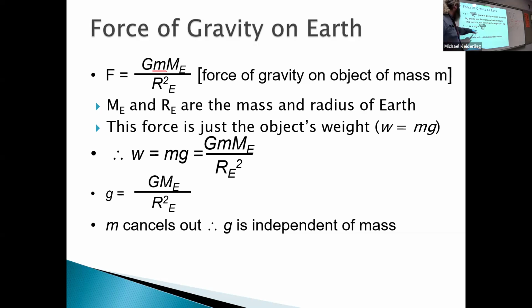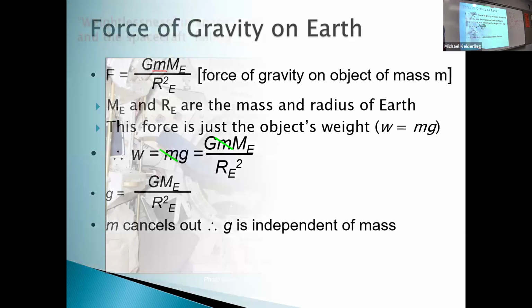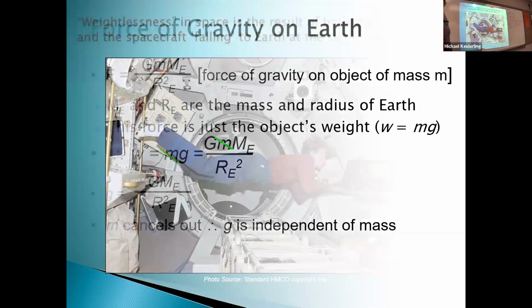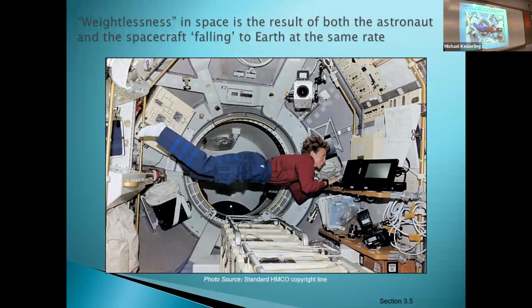And because mass cancels out in this, the acceleration of gravity is independent of mass. And because that's a general case, no matter where you are, that's why in space, weightlessness is the result of both the astronaut and the spacecraft falling to Earth at the same rate.